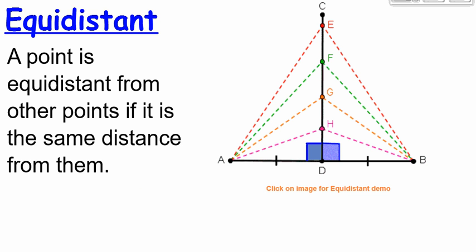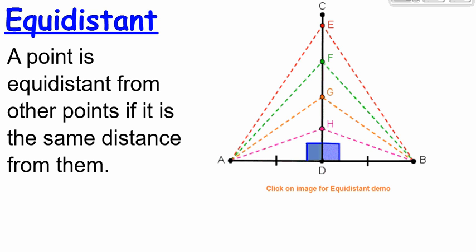Okay, before we get more into perpendicular bisectors, I want to talk about equidistant. So please pause the video and get the definition in your notes. Okay, equidistant: if a point is equidistant from other points, it is the same distance from them.